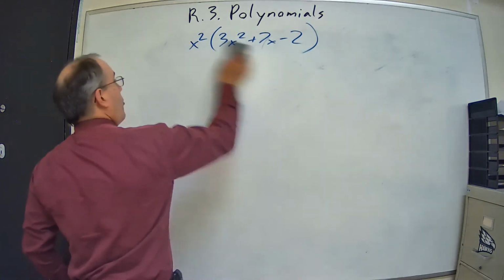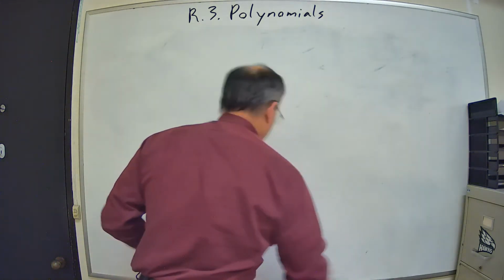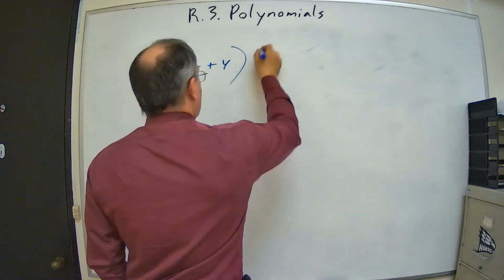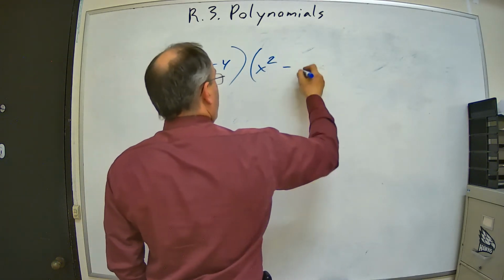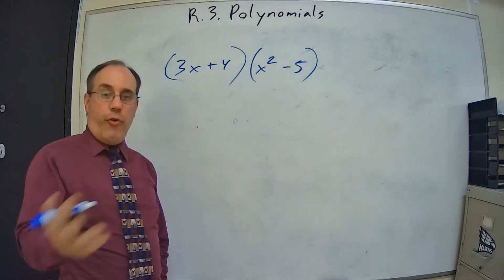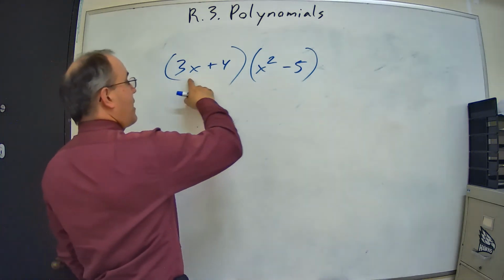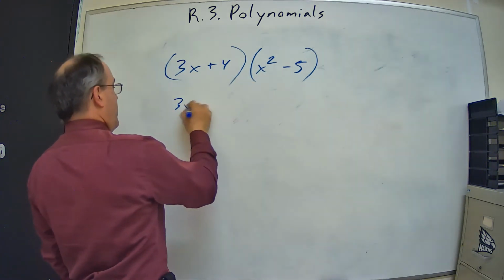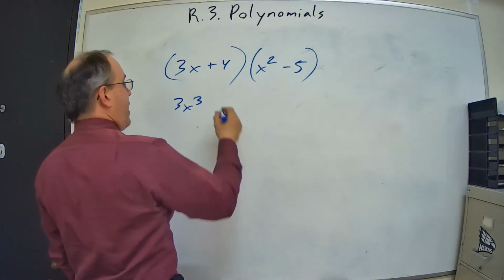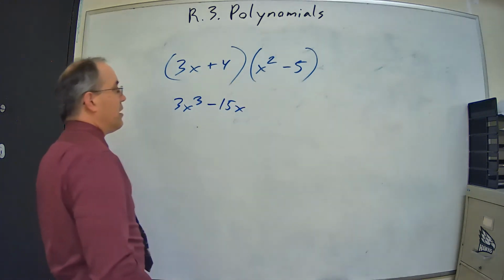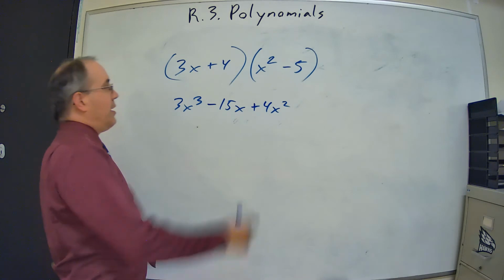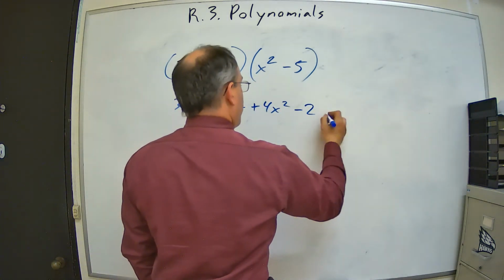What if I multiply a couple binomials together? 3x plus 4, x squared minus 5. Remember I said that we can use FOIL, so we can do first term, 3x times x squared gives me 3x cubed. Outer, 3x times negative 5 gives me negative 15x. Inner, 4 times x squared gives me 4x squared. Last, 4 times negative 5 gives me negative 20.